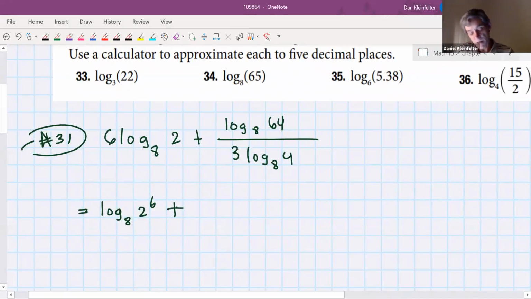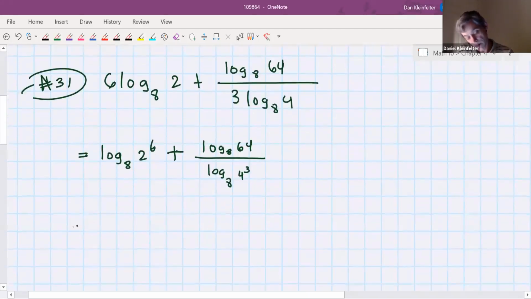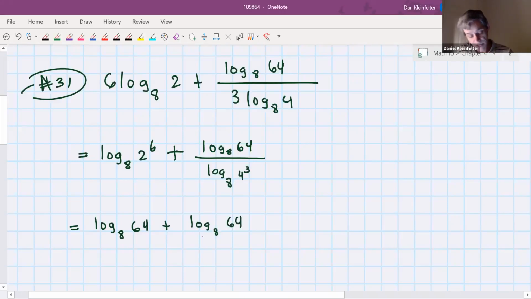For the next part, we'll have log base 8 of 64. We could do something with that. I'll do it in a minute. The 3 in the denominator, I'm going to bring that inside as an exponent. So we'll have log base 8 of 64 in the top and log base 8 of 4 cubed in the denominator. Okay. So 2 to the 6th power is 64. Okay, and then here we'll also have on the right side that fraction log base 8 of 64. And then down below, 4 cubed is also 64. So we have log base 8 of 64.